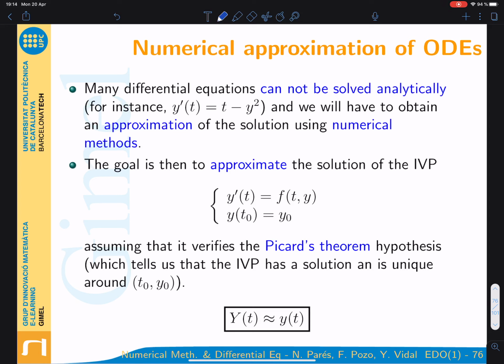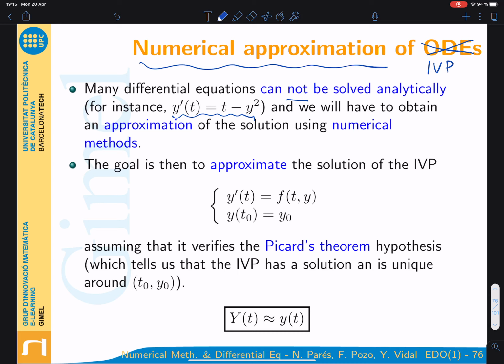Welcome. Today we will visit again the world of numerical methods in order to not solve but numerically approximate some initial value problems. Now, many differential equations cannot be solved analytically. For instance, this one, you can try. And we will have to obtain an approximate solution using, for example, numerical methods.